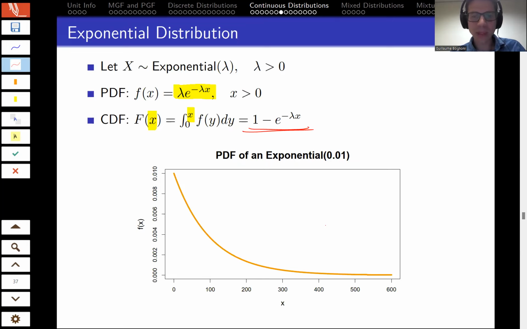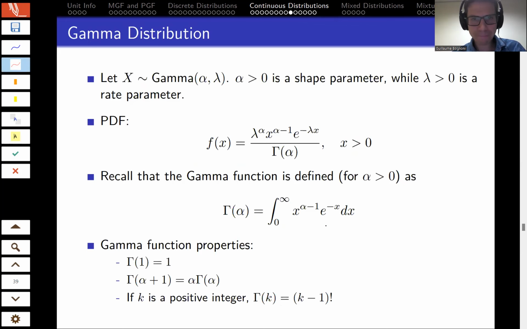I think you know that the exponential is memoryless, but I might say a little something about this memoryless property a bit later. Memoryless, of course, means that the hazard rate is constant. But again, maybe later I'll say a few words about this. By later, I mean in a different lecture.